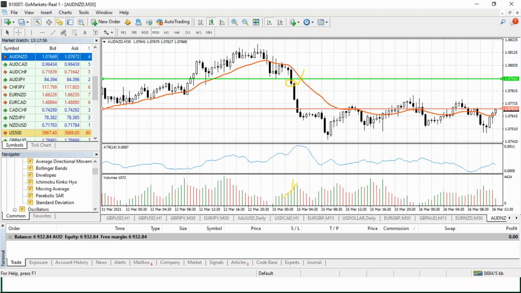So we've locked in whatever that was, 21 pips, and remember our risk was 14 pips. Okay, so simple system. And we're setting up to the upside.